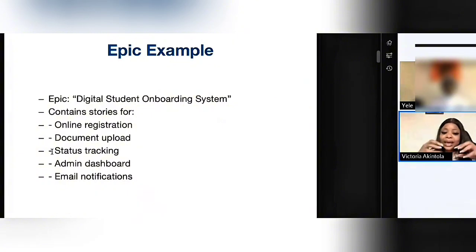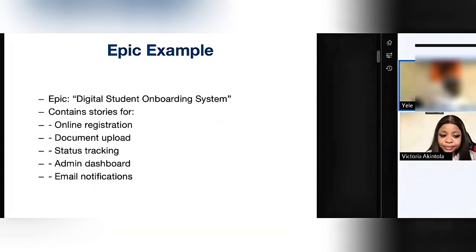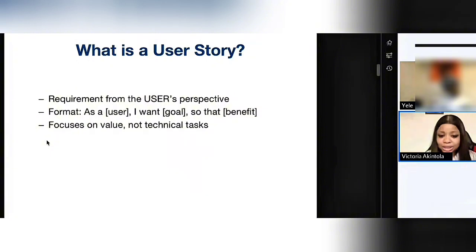But this Epic is like the large body of work, right? That needs to be done. But it does not give clarity into how it needs to be done. It does not give any clarity. So until you have your stories well defined with your acceptance criteria, this Epic is incomplete. Okay? Now let's go to user story.